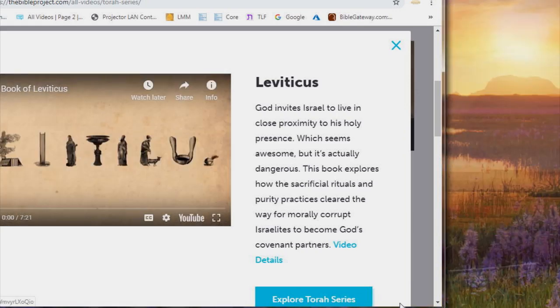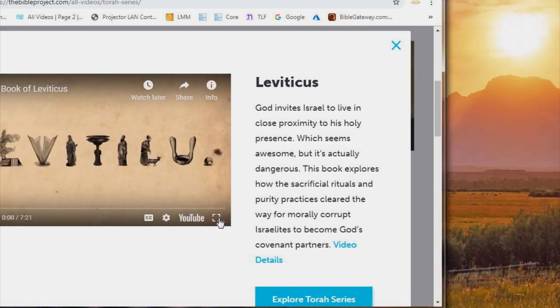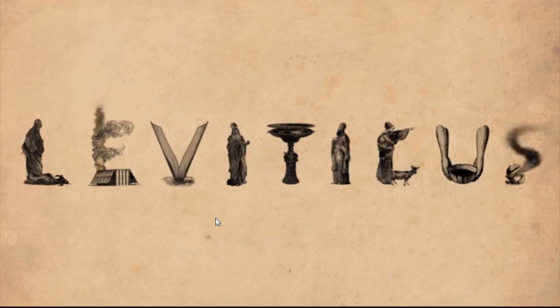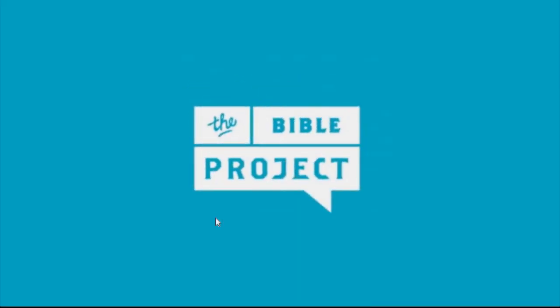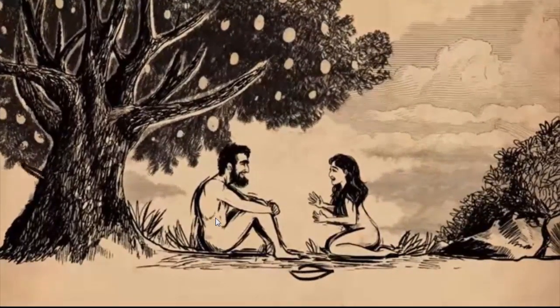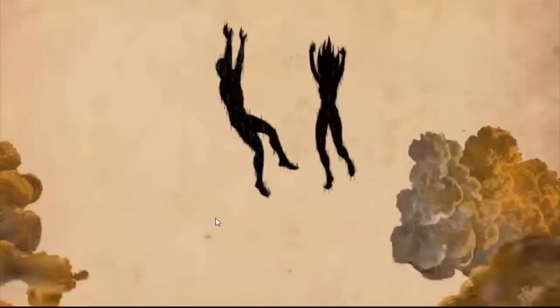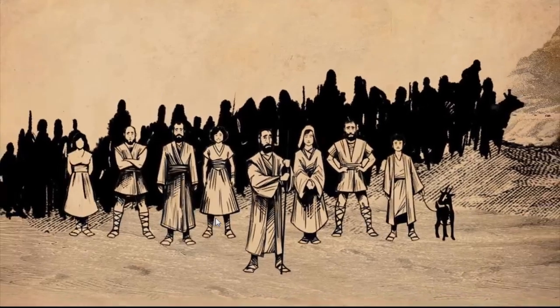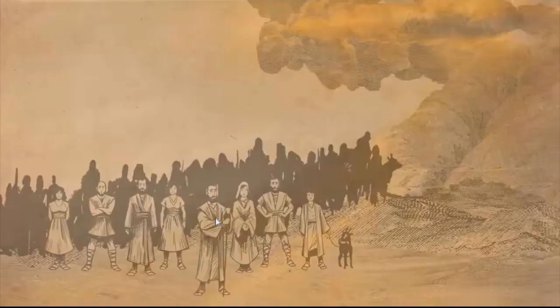The book of Leviticus, we know you've been avoiding it because it's weird. So let's fix that. Now remember, the story of the Bible began with humans in God's presence, but they were banished because of their rebellion. However, God wants to be in relationship with us, so he chooses one family that he will use to restore the world back into his presence.